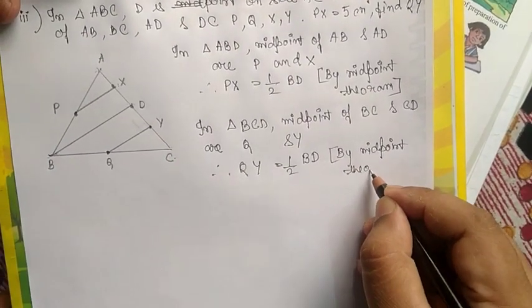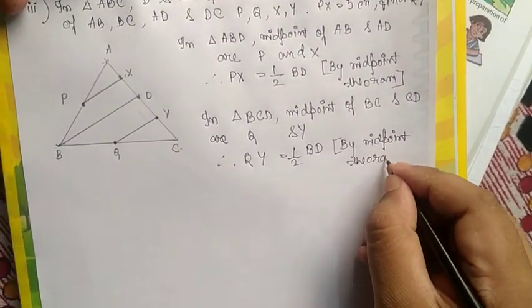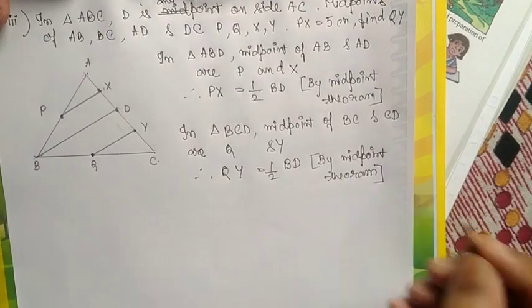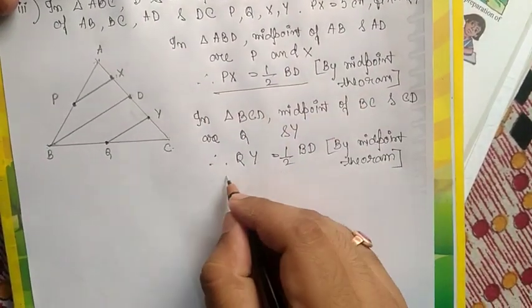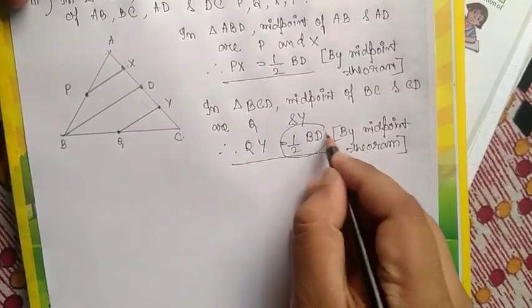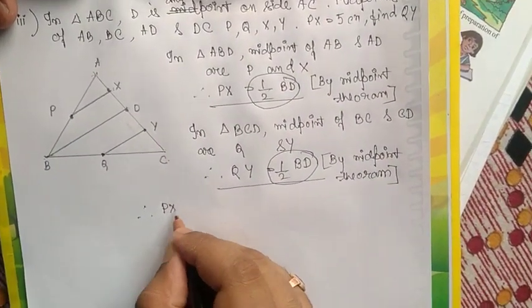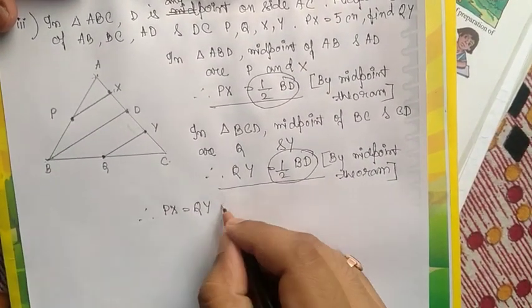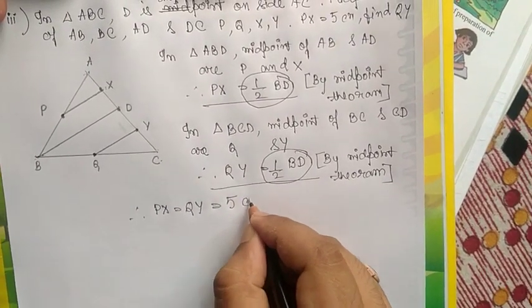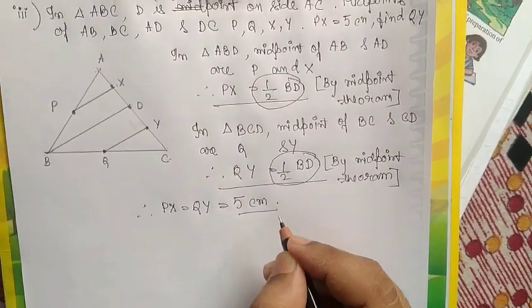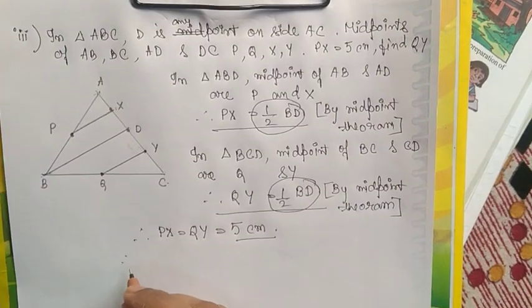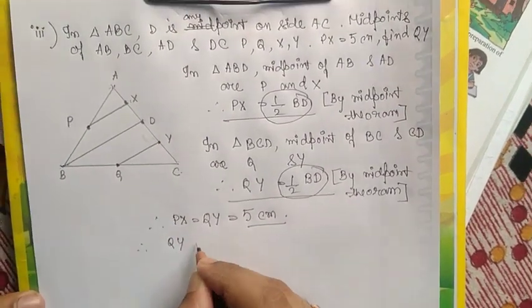So therefore we can say that PX equal to half BD and QY equal to half BD. Both are equal to half BD. So therefore PX equal to QY equal to 5 centimeter. We know the value of PX, which is given as 5 centimeter in the question. So therefore QY equal to 5 centimeter.